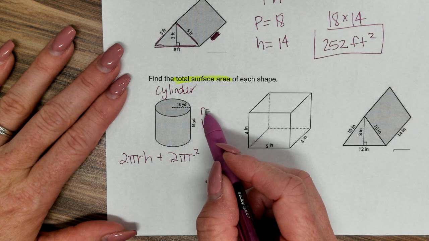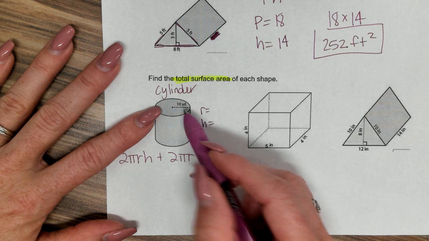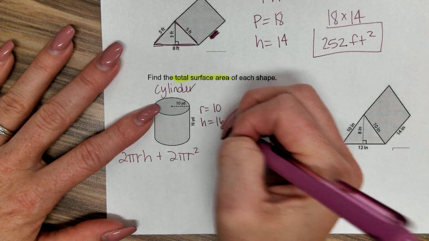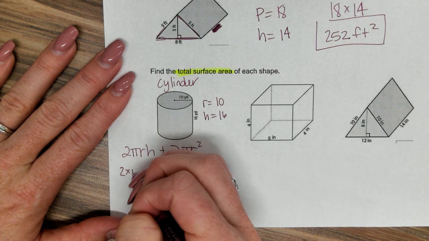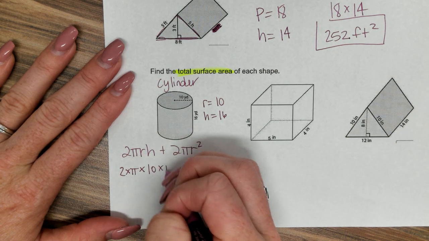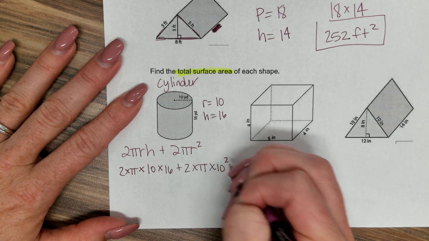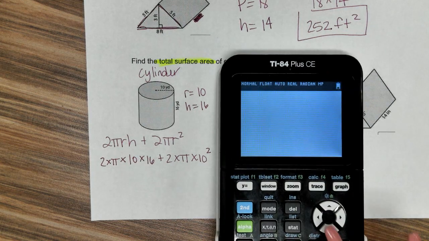Did they give me an R? What is it? 10. Did they give me an H? 16. All right, now I plug them in. 2 times pi times 10 times 16 plus 2 times pi times 10 squared. And I just type it in my calculator.